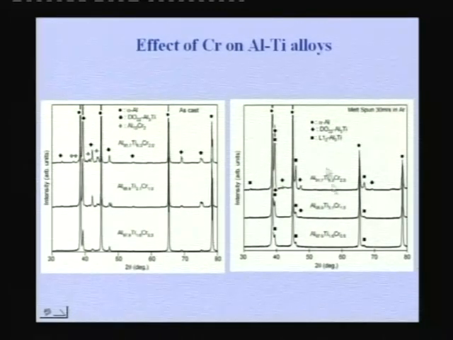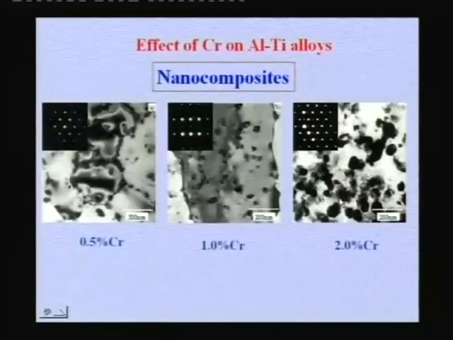And the same alloy, if it is cooled rapidly, with 0.5 chromium, 1 chromium and 2 chromium, different amounts of chromium added, you start seeing this peak adjacent to the aluminum peak. That peak is the Al3Ta L12 phase, and its amount keeps on increasing if you increase the chromium content.